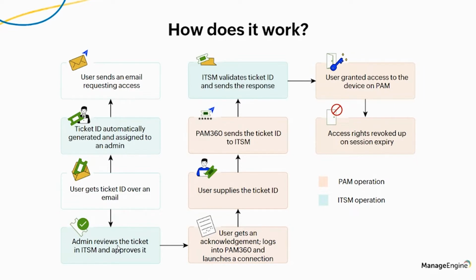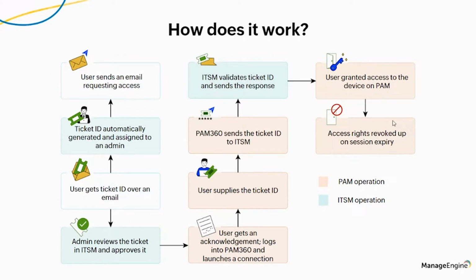So obviously PAM knows who it is. PAM will also check if it is the same person who has raised a ticket in the first place in your ITSM. And then it will check, has the approval been given? If the approval status is not approved, the user will not be allowed to gain the SSH connection to that endpoint.